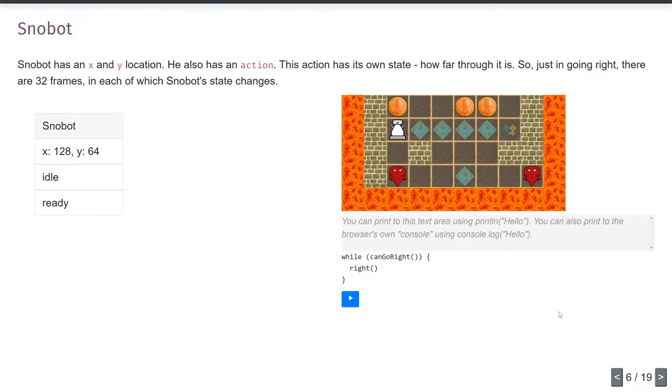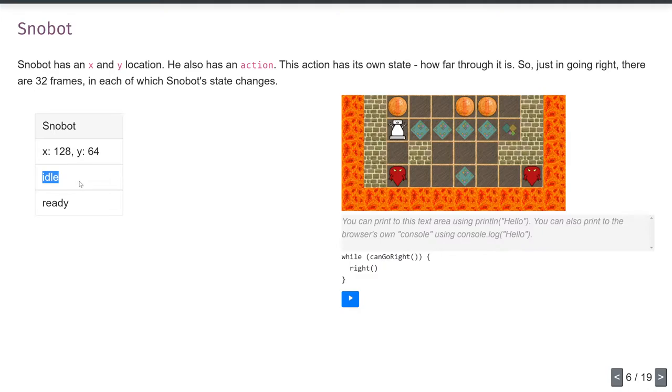So let's take a look at Snowbot first. Here is Snowbot, and he has an X and a Y location. He has to have an X and Y location because we've got to know where to draw him. We've got to know whether he's bumped into a blob guard, whether he's picked up a diamond, whether he's reached the goal, etc. So that X is 128, Y is 64. Those are like state variables. That's his position on the map. He's also got what action he's doing at the moment. At the moment, he's doing the idle action.